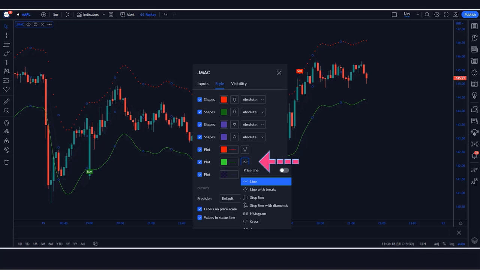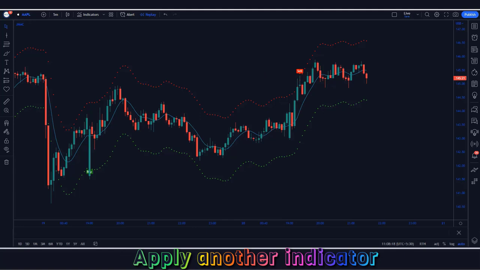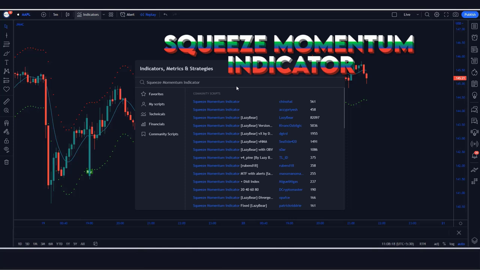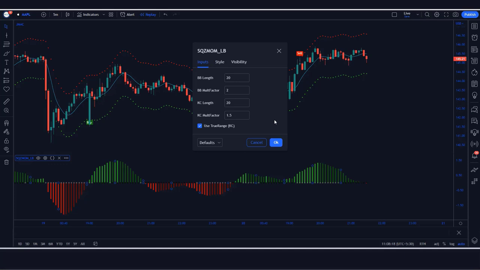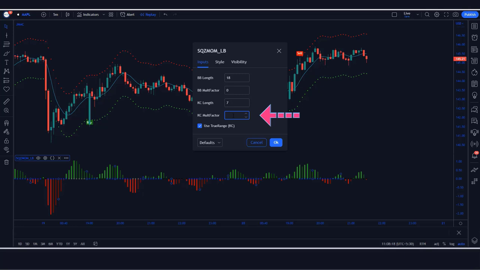After that, we have to apply another indicator on the chart. We will search Squeeze Momentum Indicator in the search box of TradingView. After that, we have to click on the Squeeze Momentum Indicator by Lazy Bear option. We have to replace BB length 18 instead of 20. We have to replace BB multiple factor 0 instead of 2. We have to replace KC length 7 instead of 20. We have to replace KC multiple factor 2.5 instead of 1.5. Now our setup is ready.